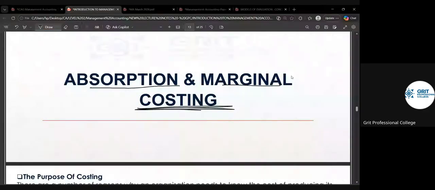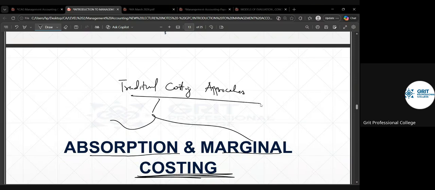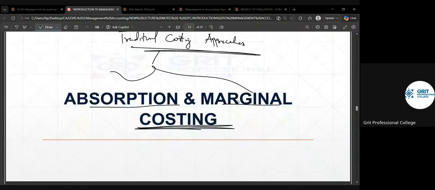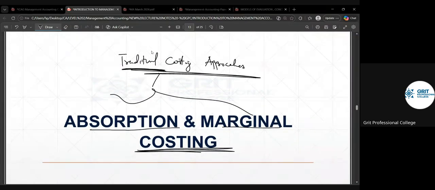Together, we call these two approaches the traditional costing approaches. Take key note of the word. If you say something is traditional, it means it is an older way of doing something, or the old way of determining the cost of the product or service.